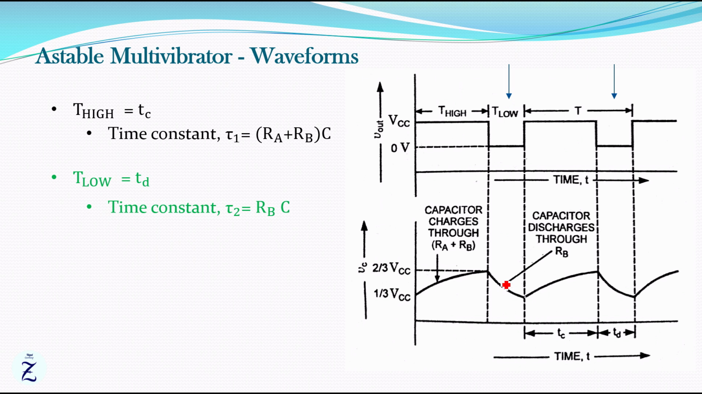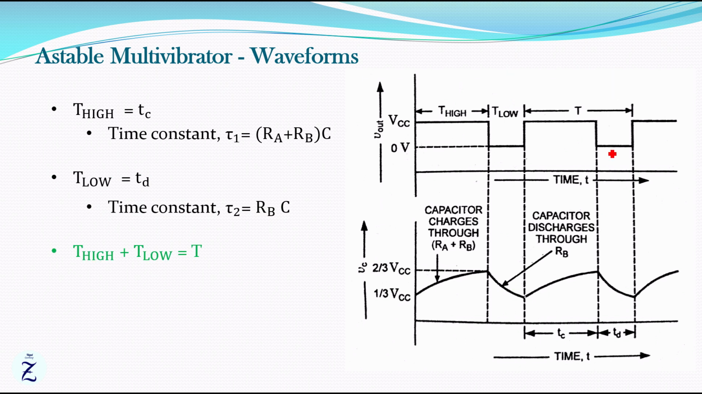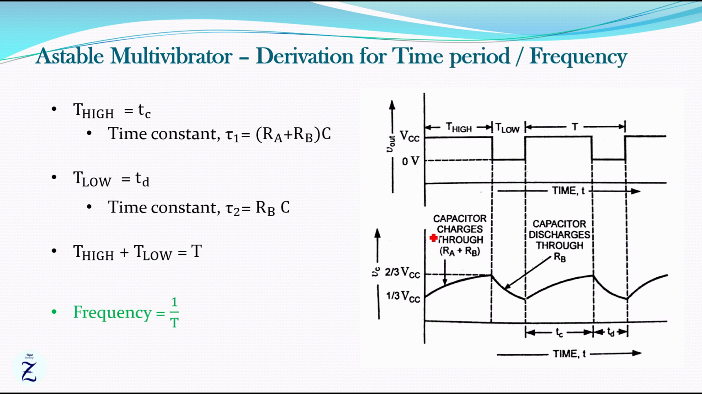The time period of this oscillating wave is equal to the sum of T high and T low. And the frequency of oscillation is equal to the reciprocal of the time period capital T.